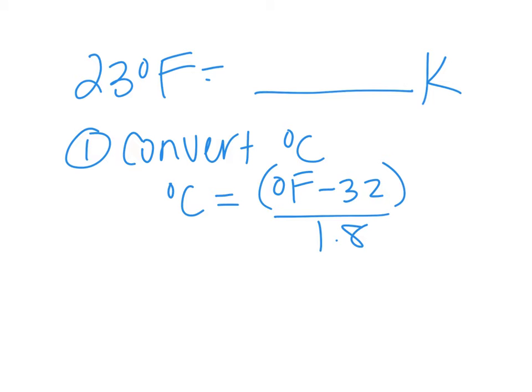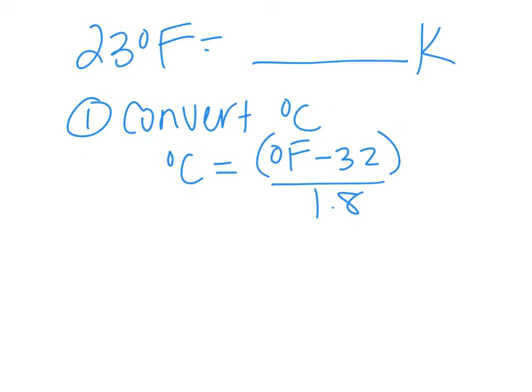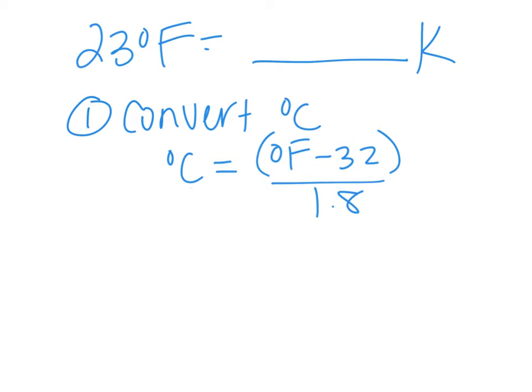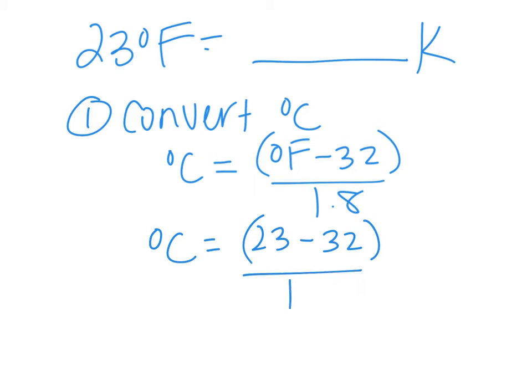I may have misspoke there a second ago, and I apologize. We know how many degrees Fahrenheit we have, so then we need to find Celsius. So we plug that in, 23 minus 32 divided by 1.8. Let me grab a calculator and plug this in. When I plug this into my calculator, 23 minus 32 divided by 1.8, I get negative 5. So negative 5 degrees Celsius.